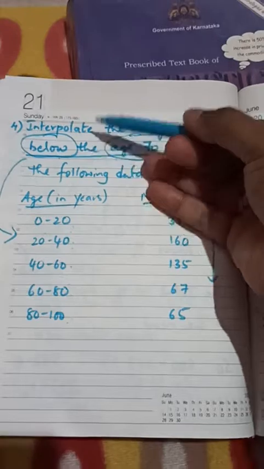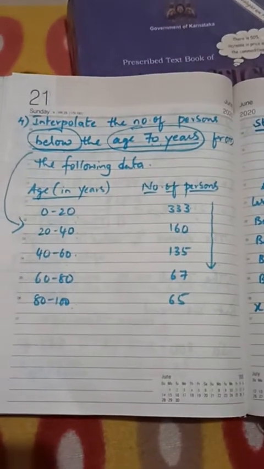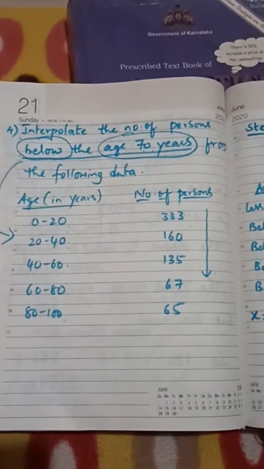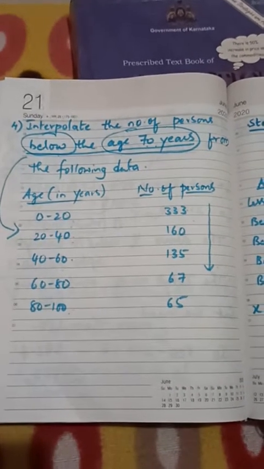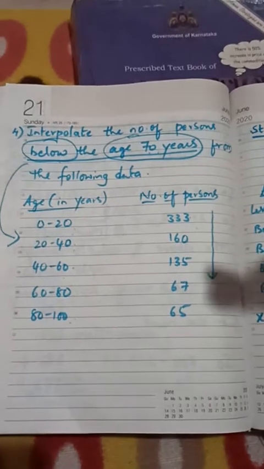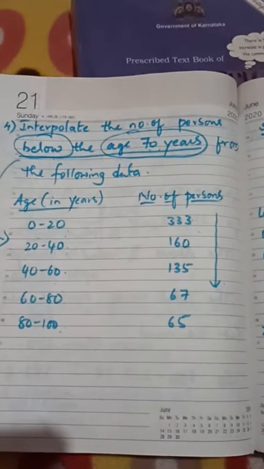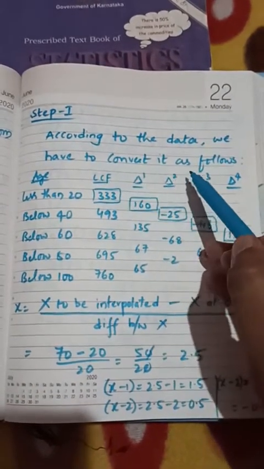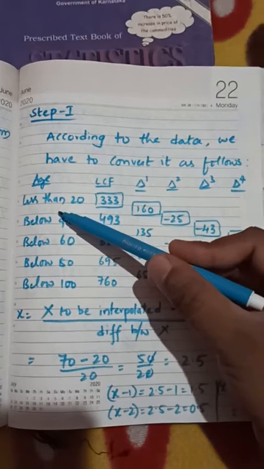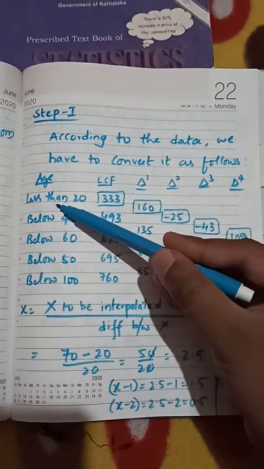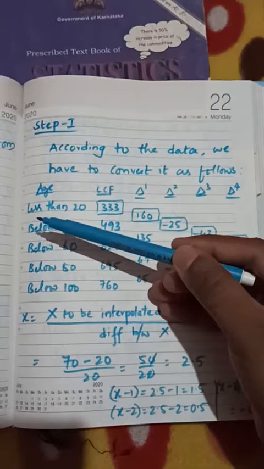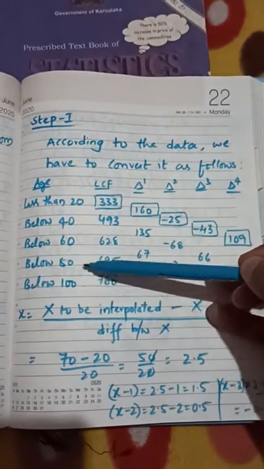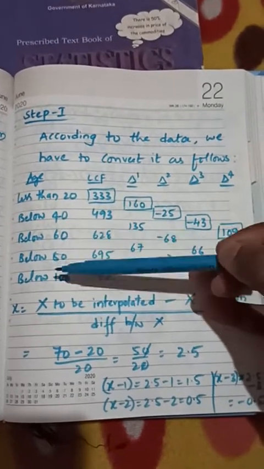Now according to the problem, this has to be converted. Clear? So let us convert this data into below kind of thing. So look at here now. According to the data, we have to convert it as follows. The question is given 0 to 20, 20 to 40, 40 to 60. As per the question, below age 70 is asked. So I converted to less than 20, less than 40, less than 60, less than 80, less than 100. So this way I have converted the data.